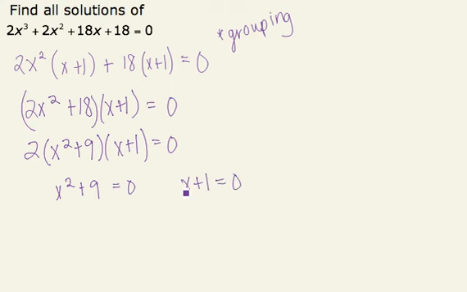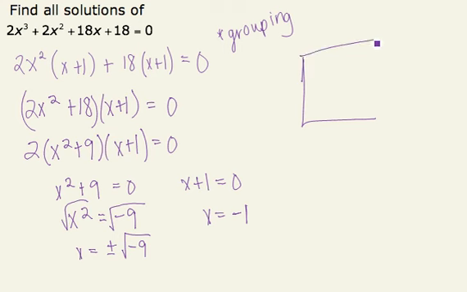Now subtracting 1, if I'm looking at the x plus 1, I get x equals a negative 1. And that's easy. But if I subtract 9 on the other side, I have x squared equals a negative 9. Whenever I have something squared, I would take the square root of both sides, getting x equals plus or minus the square root of a negative 9.